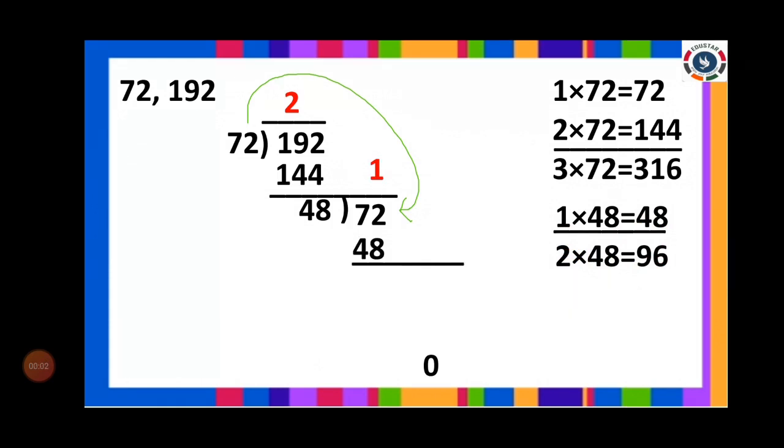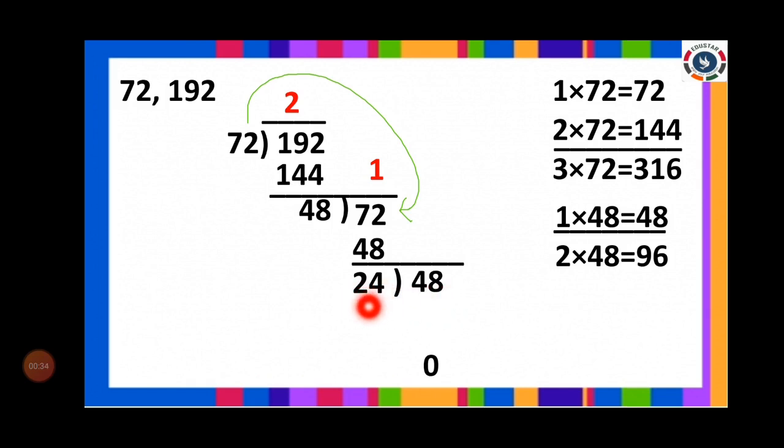You subtract the two values: 72 minus 48, you get 24. So you are getting a remainder. That remainder is used as the divisor, and the previous divisor, which is 48, is now used as the dividend. The 48 you bring inside. The divisor becomes the dividend and the remainder becomes the divisor. So now we divide these two values, 24 and 48.